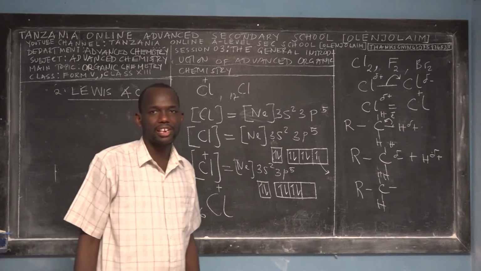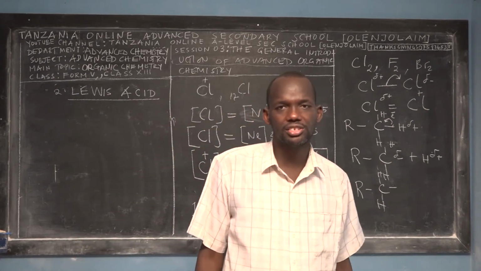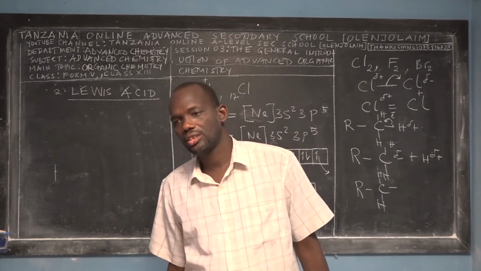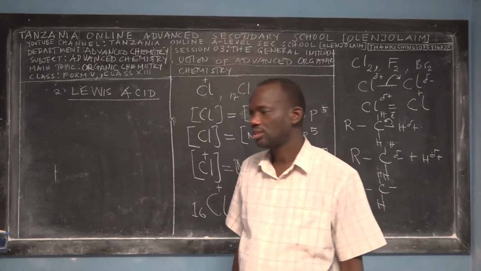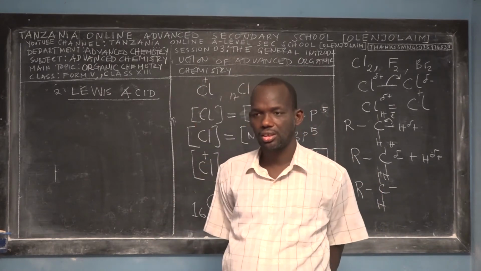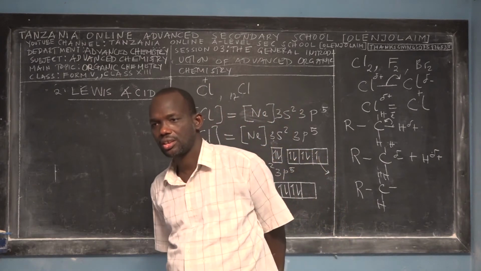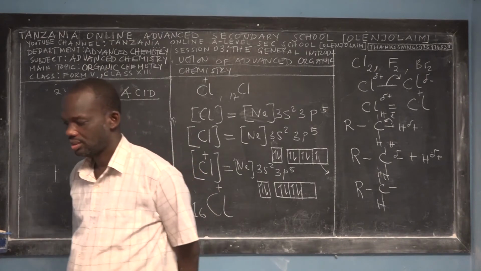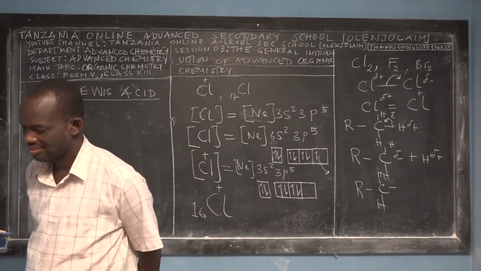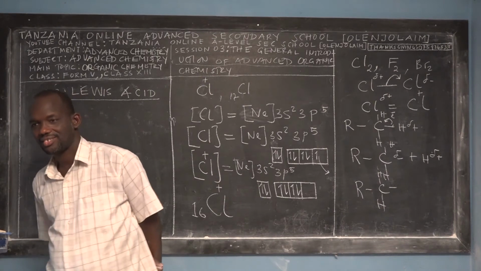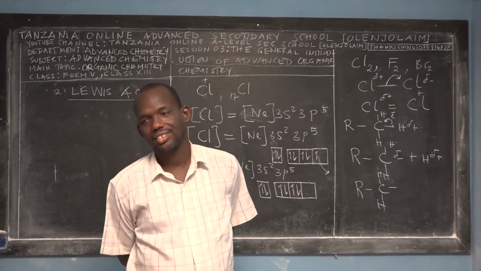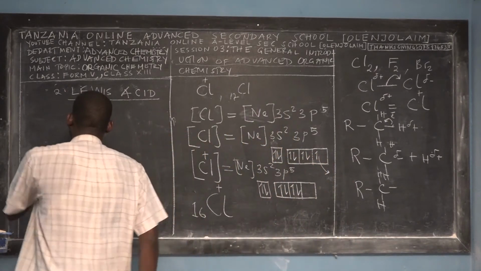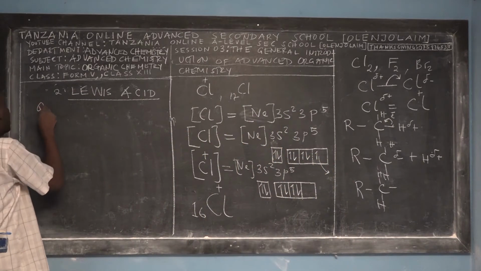Who can define what Lewis acids are? Because you learned this in general chemistry. What's a Lewis acid? Speak it. A Lewis acid is a chemical species which contains an empty orbital that can accommodate a pair of electrons, which is capable of accepting an electron pair from a Lewis base. So, let us remind ourselves.